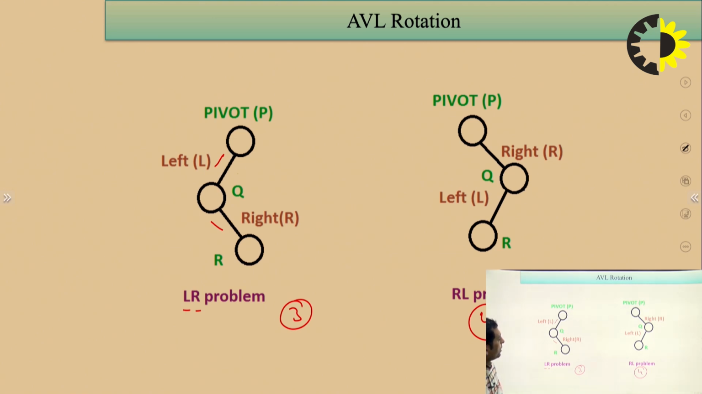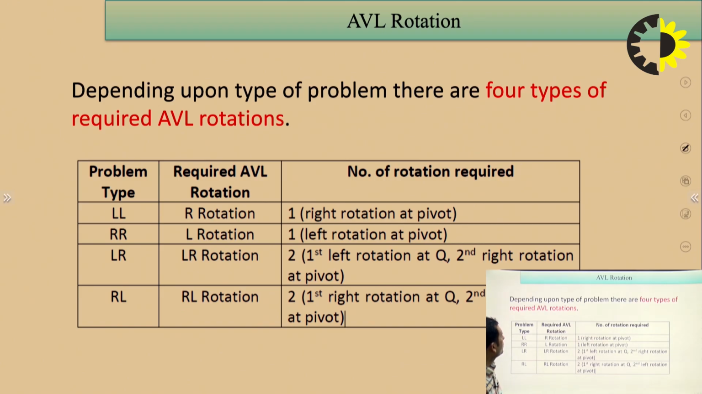So depending upon the type of problem, there are 4 types of AVL rotation required. In the LL problem, 1 rotation is required at the pivot point. In the case of LL and RR, 1 rotation is required. In the case of LR and RL, 2 rotations are required. If it is 1 rotation, the point is only the pivot. We rotate at the pivot in different directions. If the LL problem, then right rotation. If the RR problem, then left rotation.